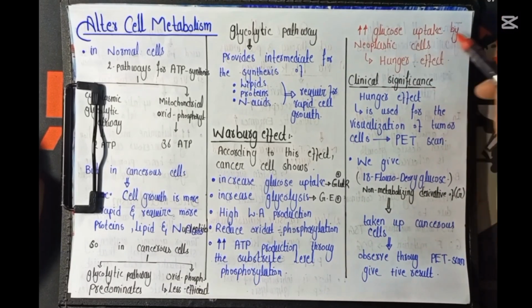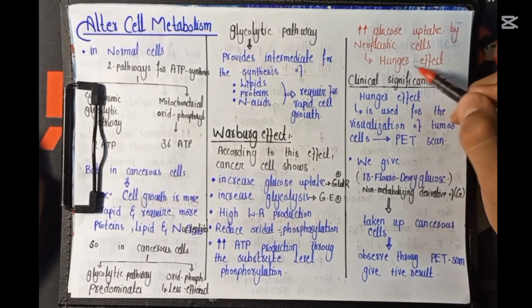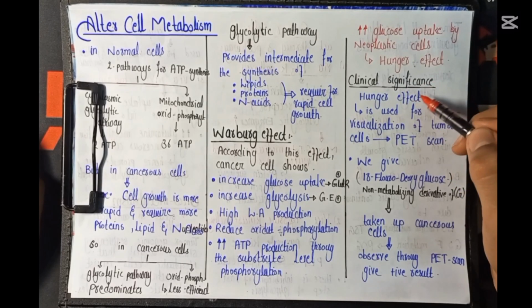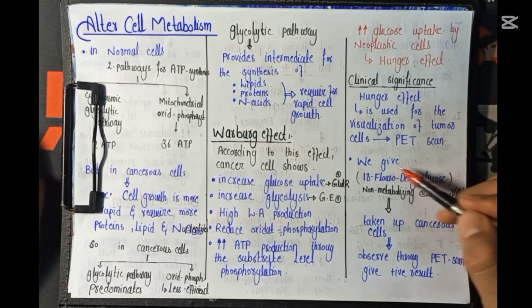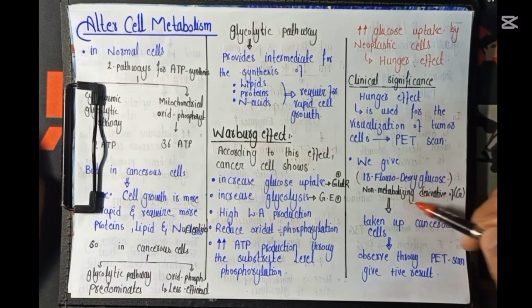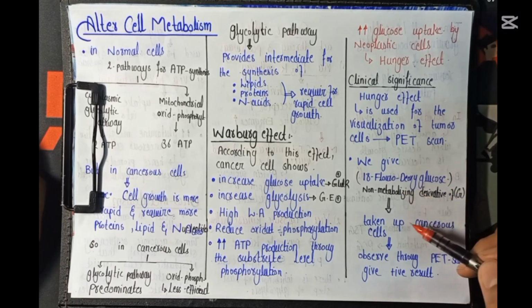So the increase in glucose uptake by the neoplastic cell is known as the hunger effect. And the clinical significance of the hunger effect is that it is used for the visualization of tumor cells on the PET scan. So we give 18-fluorodeoxyglucose, which is a non-metabolizing derivative of glucose, to the patient having cancer, and this 18-fluorodeoxyglucose is taken up by the tumor cell and the cancer cell, which is then observed on the PET scan and gives a positive result.